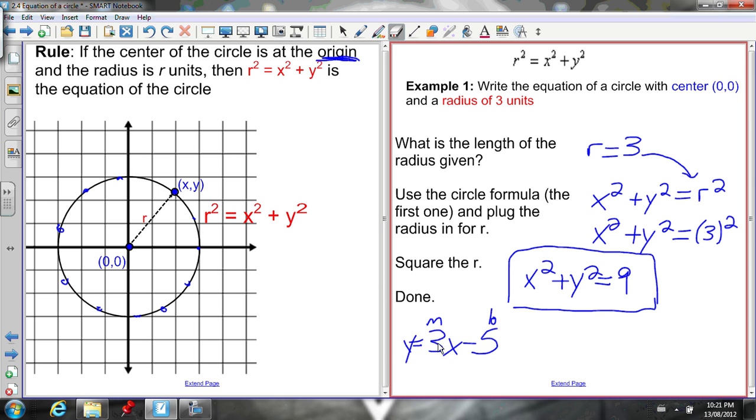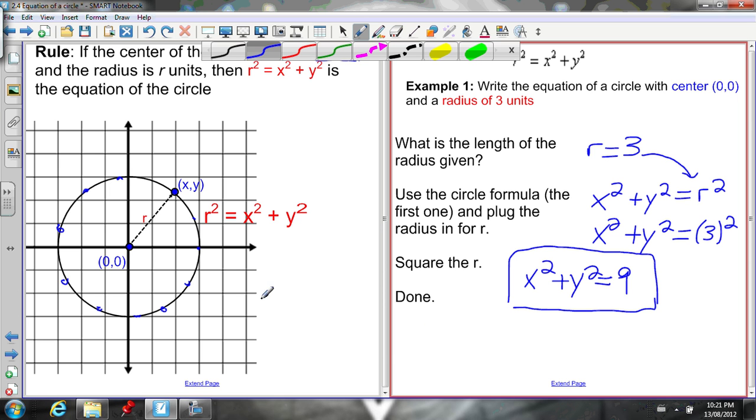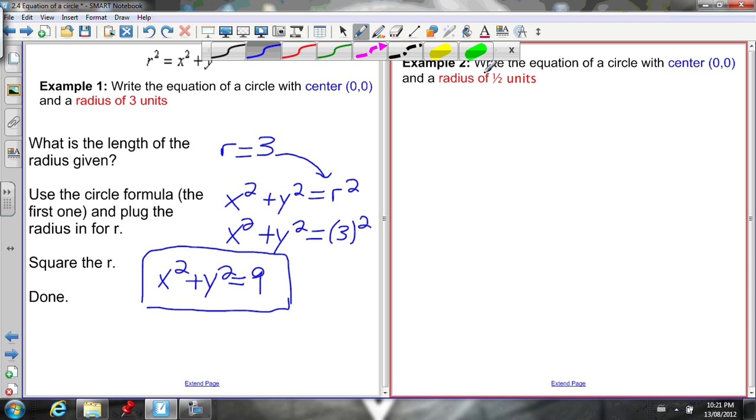Good. Okay. Now, let's go ahead and do another example. Write the equation of a circle with center 0, 0 and a radius of half a unit. Okay? A radius of half a unit.